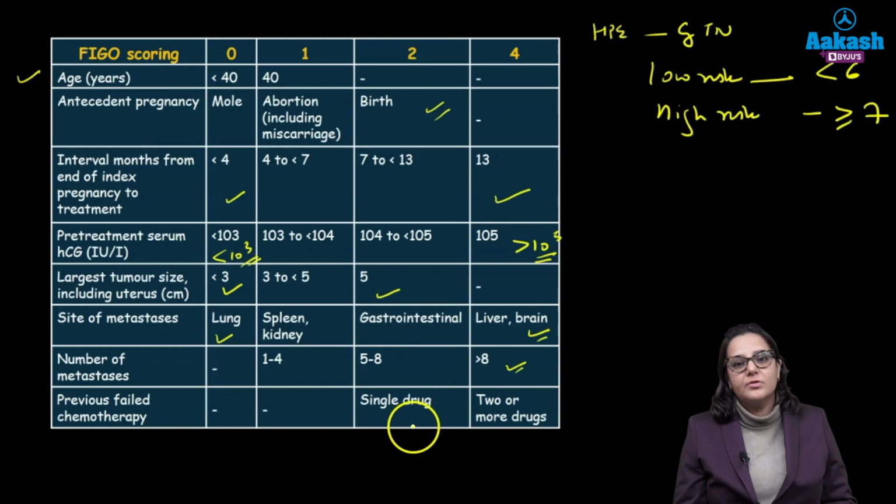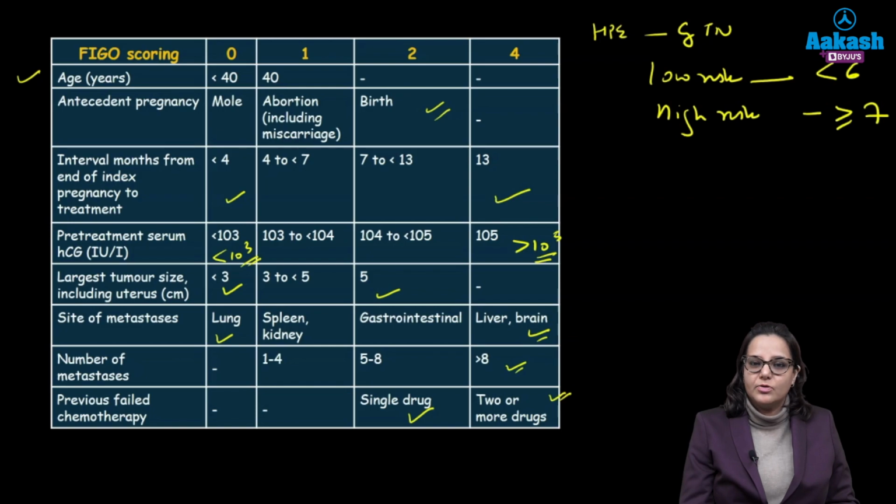If the chemotherapy has failed, whether it was a single drug chemotherapy or a multiple drug chemotherapy. If it was a single drug chemotherapy, the score is lesser, but if it was a multiple drug therapy, then the score is higher. Okay, so basically if you just try to put your thoughts together, one thing leads to another.